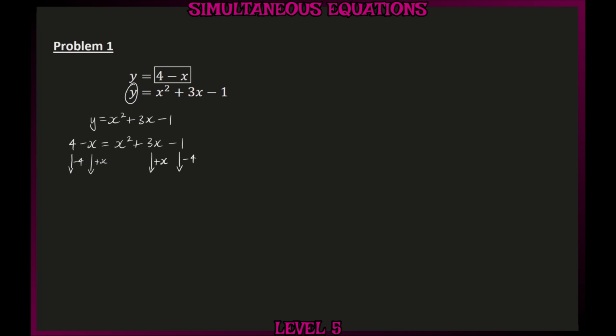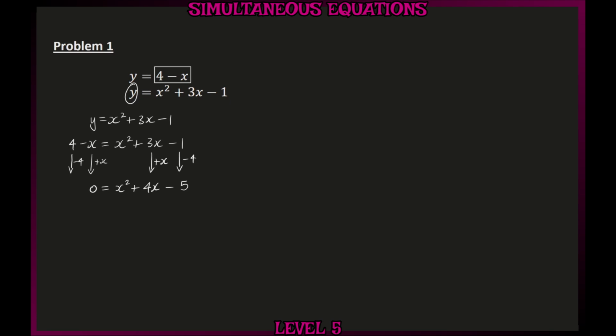On the left, the 4, the minus 4, the minus x and the plus x all cancel out to just leave 0. And on the right, we have x squared, 3x plus x gives us plus 4x, and minus 1 minus 4 is minus 5. Now, when we solve quadratic equations that just have an x squared at the start, it tends to be easiest to try and factorise first. So we're going to try and factorise the expression on the right.